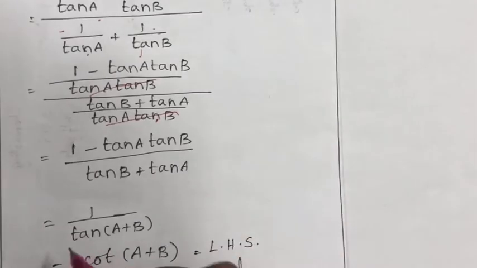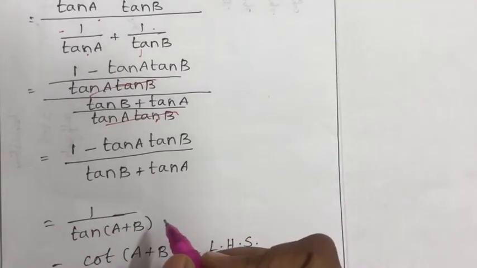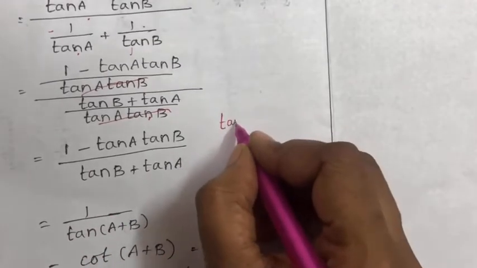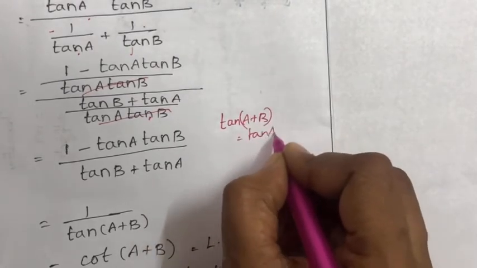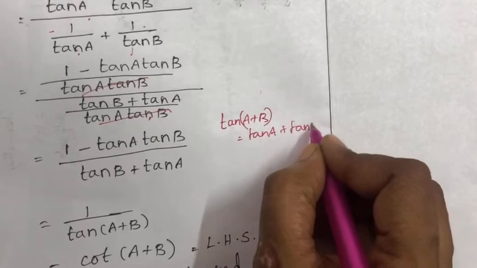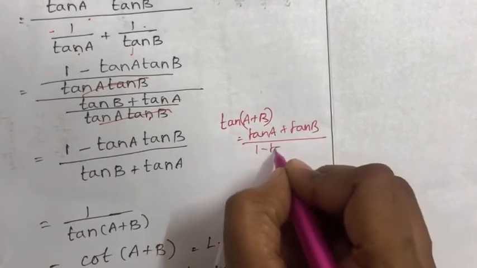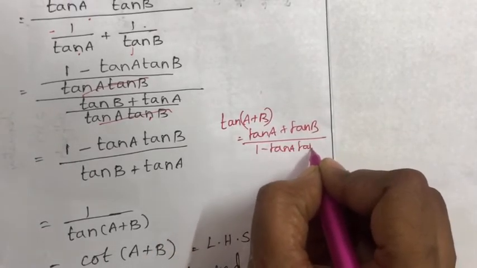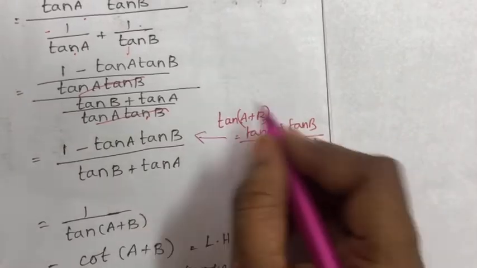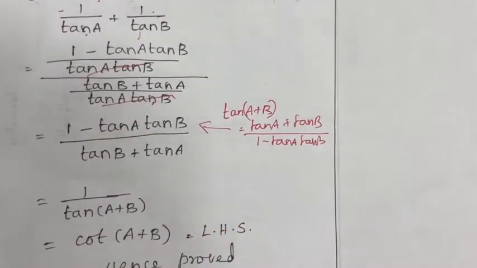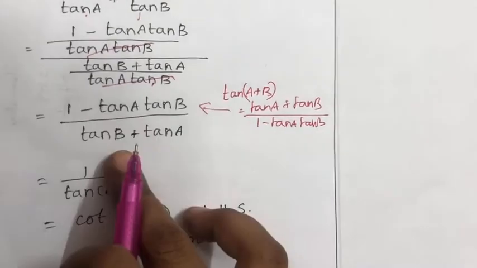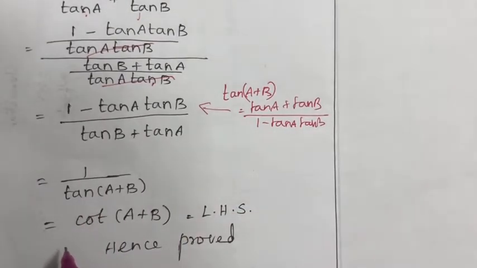This is the reciprocal of tan(A plus B), isn't it? Because tan(A plus B) is equal to tan A plus tan B divided by 1 minus tan A tan B. And this one is the reciprocal of this. So I can write this as 1 divided by tan(A plus B). What is 1 by tan? That is cot. So cot(A plus B), and it is our left hand side.